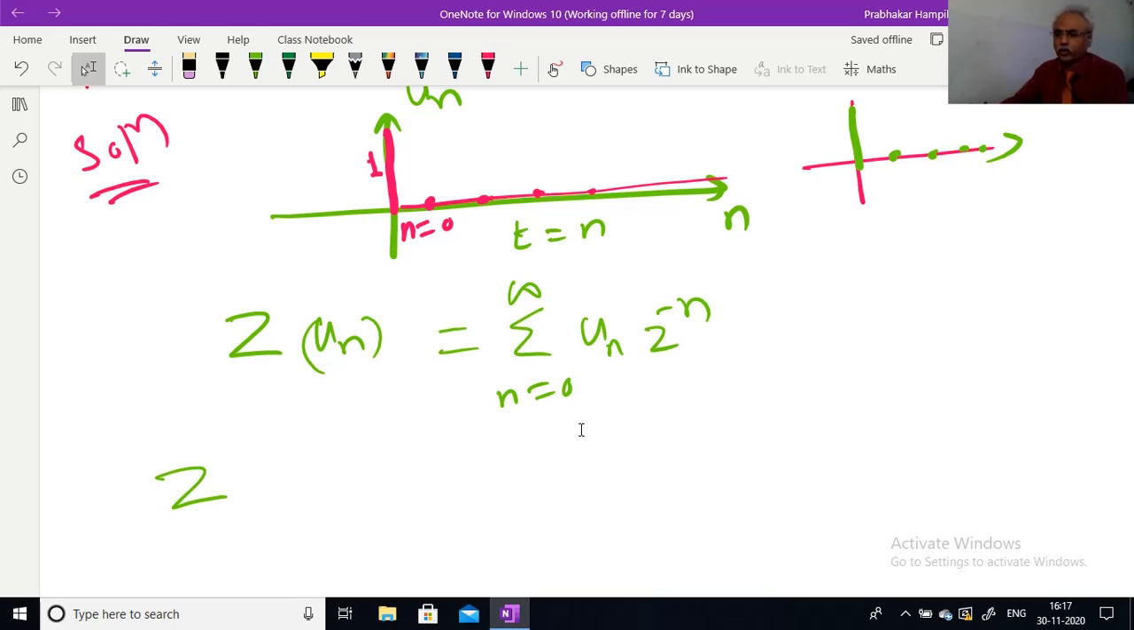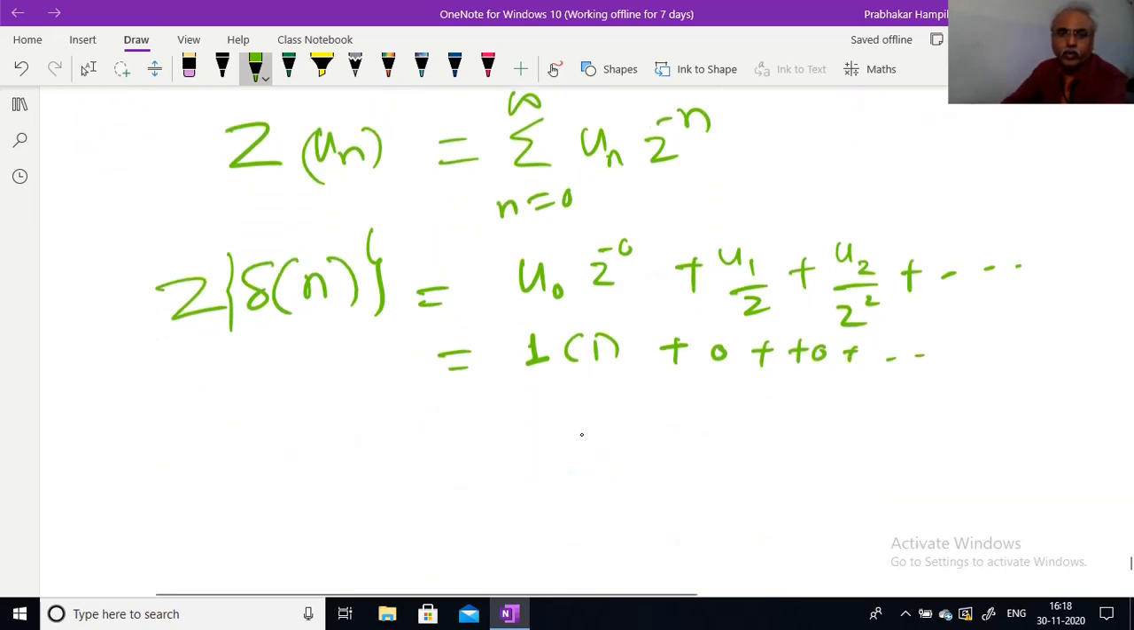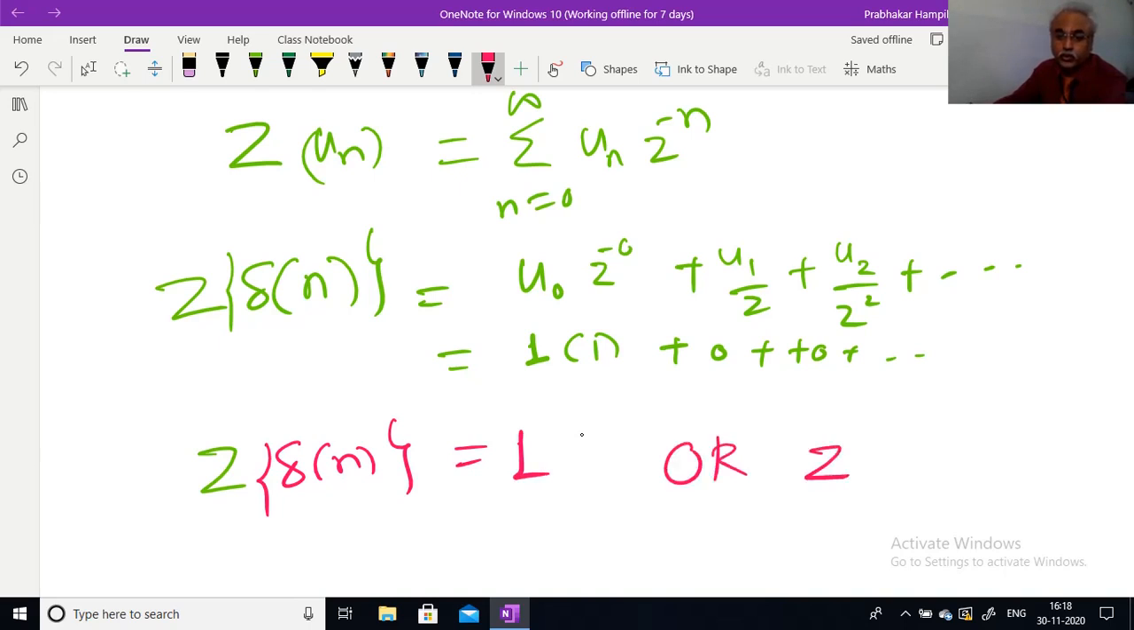The Z transform of this unit impulse function is u0 z raised to minus 0 plus u1 by z plus u2 by z square and so on. Here this is 1 into z raised to minus 0, which is 1, and then 0, 0, 0, 0. Very interesting and important for practical applications: the Z transformation of the impulse function is 1, or the inverse Z transformation of 1 is the impulse function. Never forget, please.